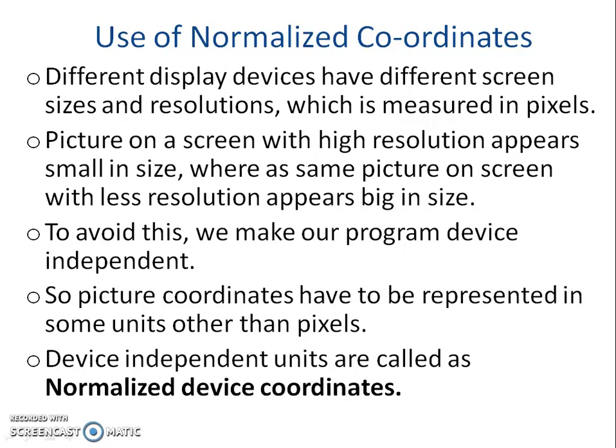To avoid this mismatch, we make our program device independent. So, picture coordinates have to be represented in some units other than pixels. These device independent units are called normalized device coordinates.